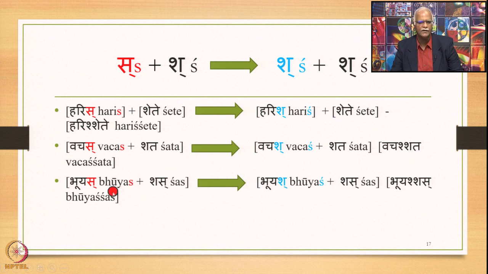Now if we look at the scenario within a pada, so bhuyas plus shas, this is a taddhita pratyaya, and so here we have sa followed by sh, and so sa will become sh by the application of 8.4.40, and you will get the form bhuyashah, bhuyashas.